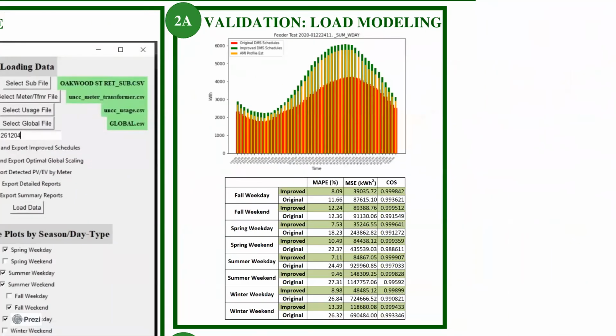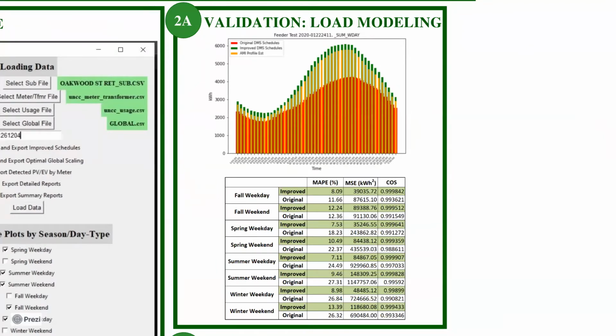Using customer meter measurements, an algorithm was developed that outputs improved load schedules for different combinations of load category, season, and day type, with the goal of improving the modeling of the load characteristics. To validate the method, a training set was used to develop improved schedules, which were then tested on an unbiased data set unrelated to the training data.